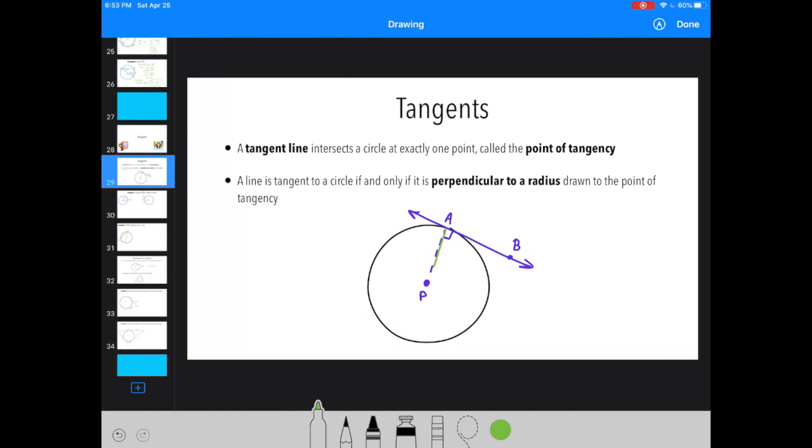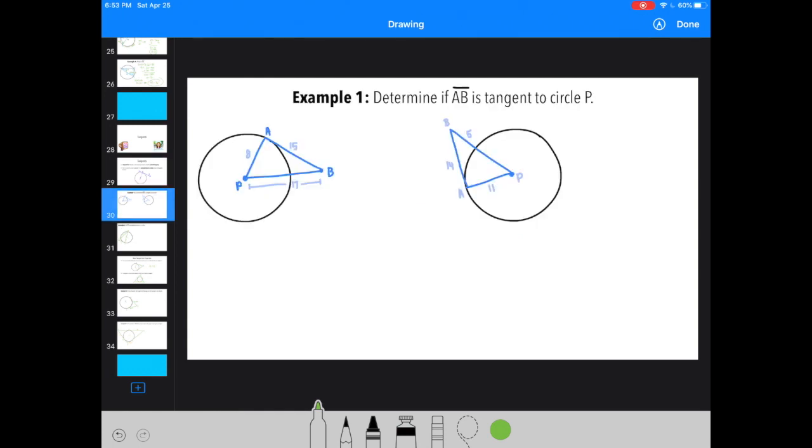So you'll have your radius here. Your radius connected to your tangent will create a right angle. Our first type of problem will be trying to determine, okay, do we actually have a tangent? So, looking at this first problem, I have all of my sides of my triangles. I need to identify, okay, where is my tangent? My tangent's going to be AB because it connects at point A and extends off the circle to B.